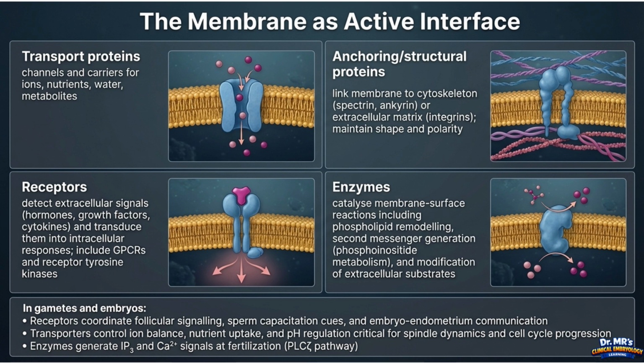In the oocyte, the cortical actin network linked to the oolemma through these proteins is what positions the meiotic spindle and anchors the cortical granules, both of which are absolutely essential for fertilization.